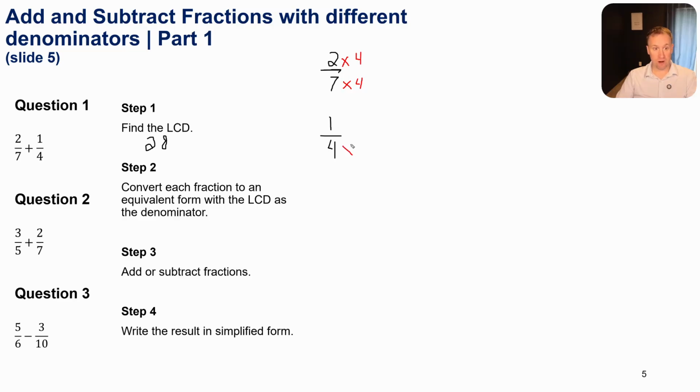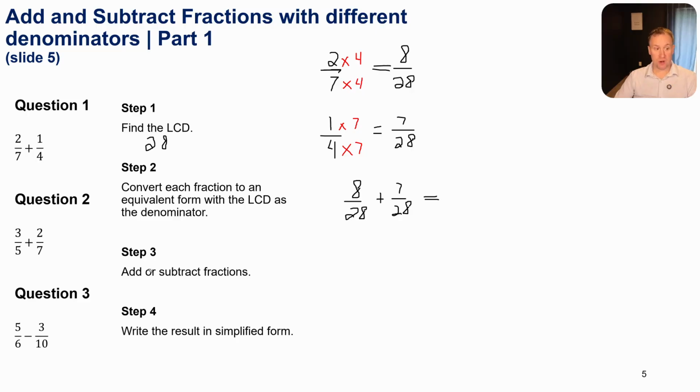And then for the 4, I'm multiplying this by 7 and this by 7. This allows me to get that least common denominator of 28, right? So my fraction now would read 2 times 4 is 8, 7 times 4 is 28, and then 1 times 7 is 7, 4 times 7 is 28. So then rewriting this in the horizontal addition form, we'd have 8 over 28 plus our 7 over 28.